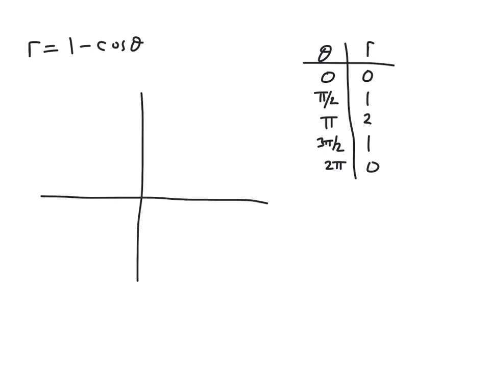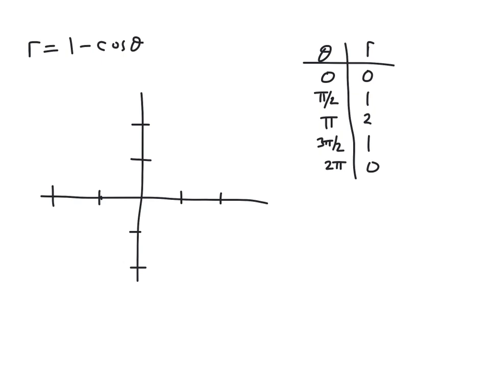So I'm going to label 2 units in each direction. Notice that our r value, the largest that we have there, is 2. And so that is, at least in the points that we're going to draw, the furthest we're going to get from the origin. All right, and so we're just going to plot each of these points one by one.